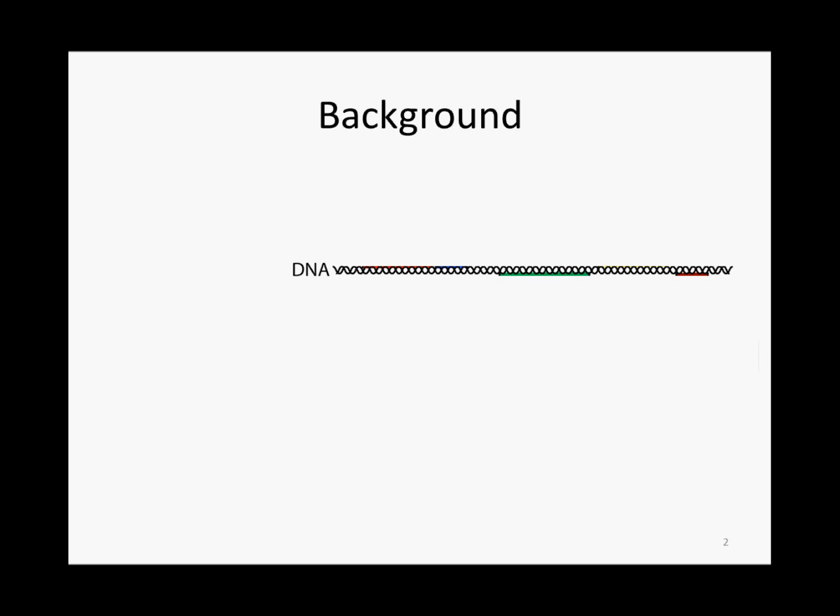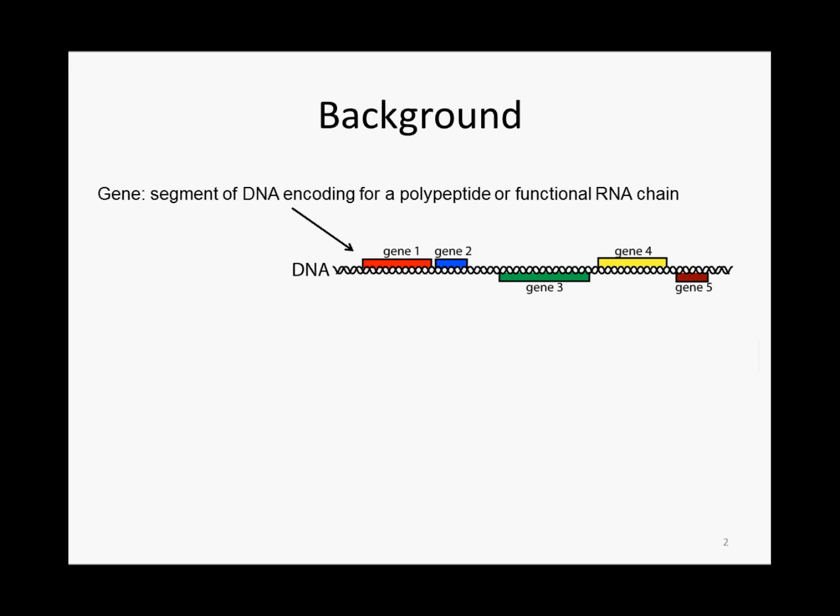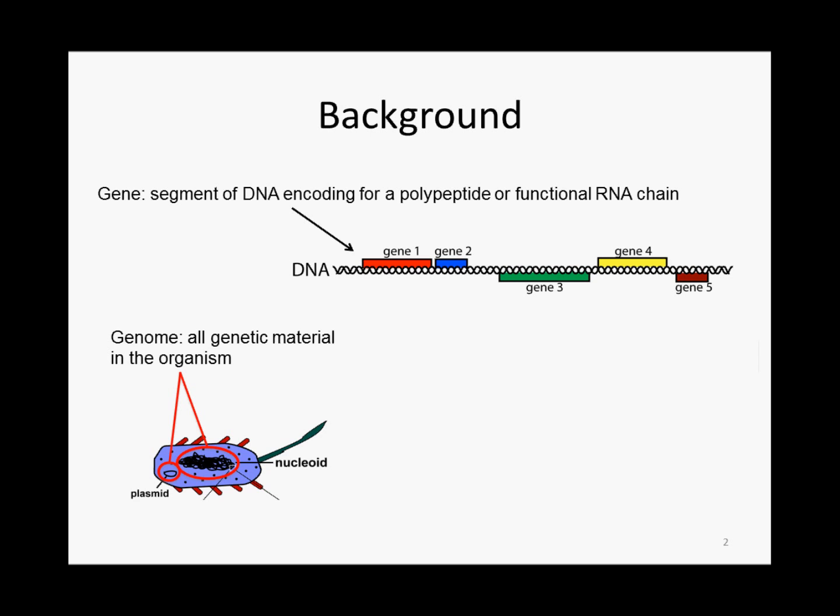All organisms, with the exception of viruses, contain a double-stranded helical polymer known as deoxyribonucleic acid. On this polymer, DNA, there are particular segments, which we call genes, that contain the instructions to create functional RNA chains, such as messenger RNA, which can then be translated into polypeptides or proteins.